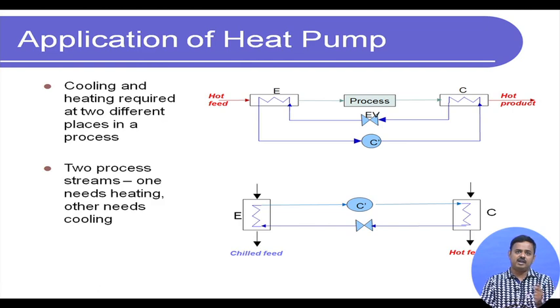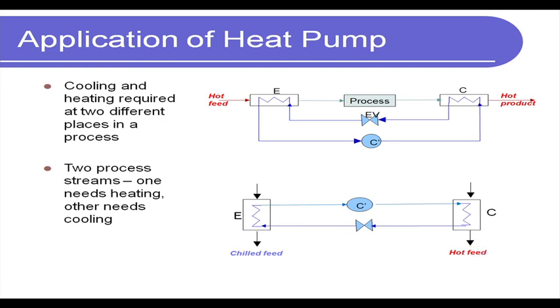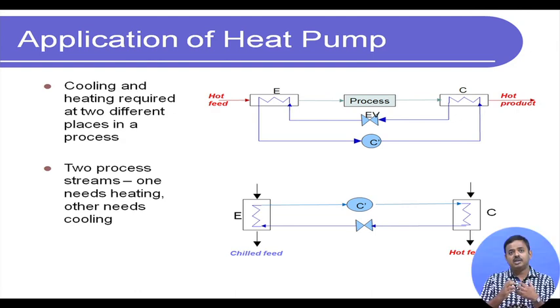I have a hot feed available with me. And my final product also needs to be heated, but there is an intermediate process which needs to happen at a lower temperature. So, what will I do? I will use a heat pump where I will first have the hot feed go over the evaporator. In the evaporator what happens? The refrigerant evaporates or boils, goes from a liquid state to the vapor state. Therefore, it absorbs heat and the hot feed becomes cold.